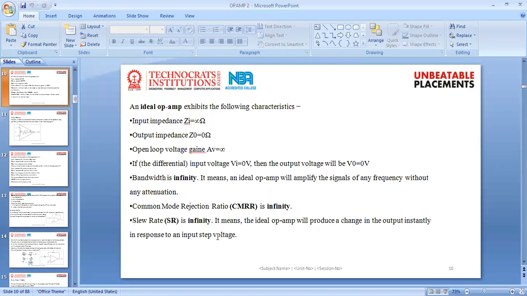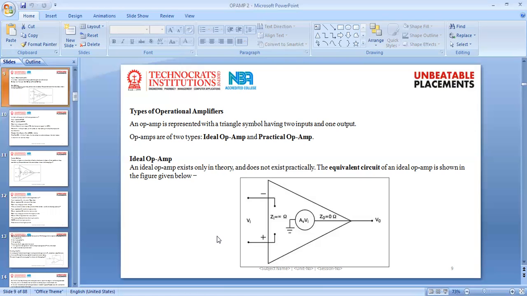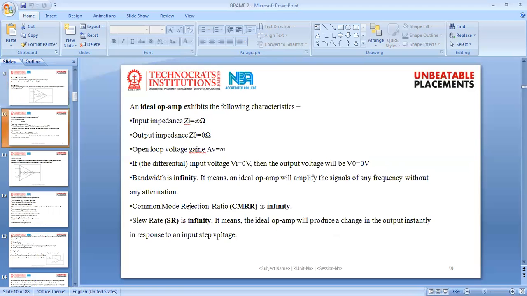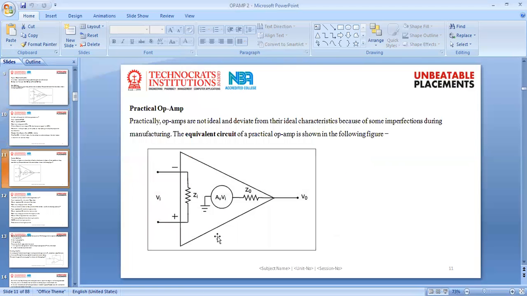Open loop voltage gain should be infinite. Bandwidth is infinite. Common mode rejection ratio is infinite. Slew rate is also infinite. Look at the diagram of the ideal op-amp. That means the ideal op-amp does not have any internal current. Practical op-amp. Practically, op-amps are not ideal and deviate from their ideal characteristics because of some imperfection during manufacturing.